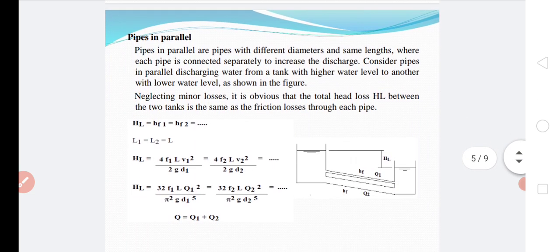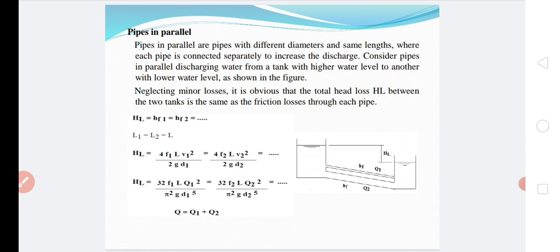Now come to the next point, that is the pipes in parallel. What happened? Parallel pipes means suppose we place one pipe beside another pipe, or we attach many pipes side by side to a reservoir, then it is formed with different diameters and different lengths, then it forms the pipes in parallel. Each pipe is connected separately to increase the discharge.